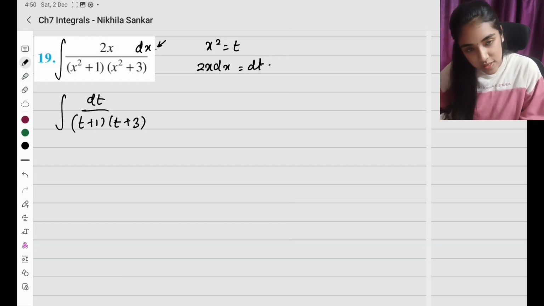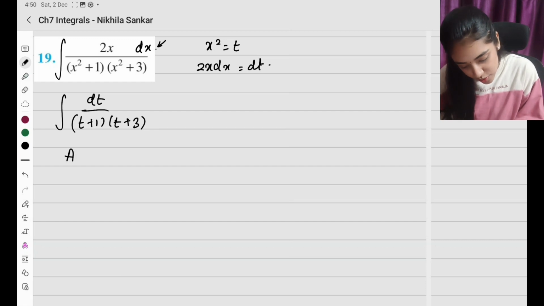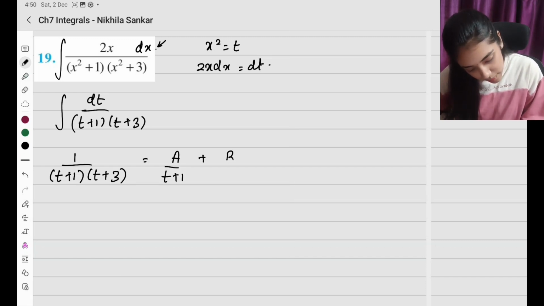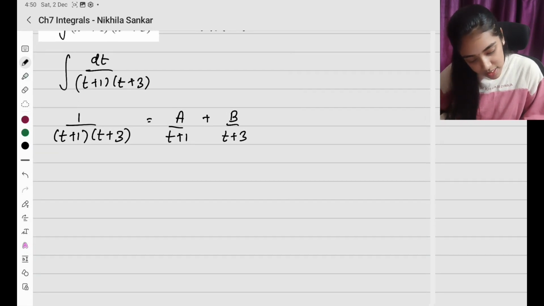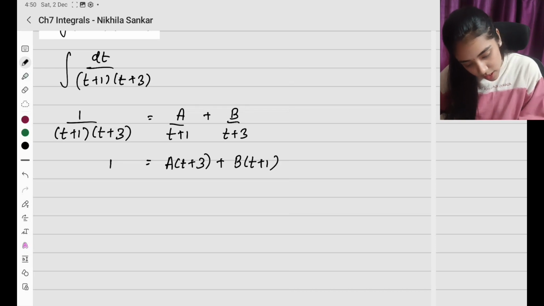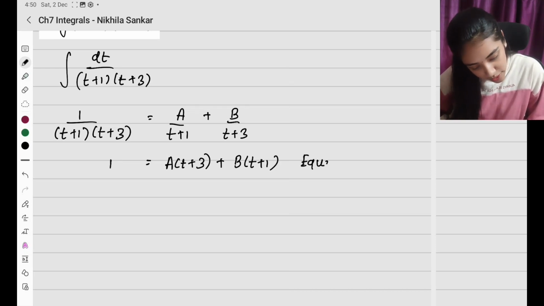So simple. So in that partial fraction, I have 1 divided by t plus 1, t plus 3 equals a divided by t plus 1 plus b divided by t plus 3. When I take the LCM, a times t plus 3 plus b times t plus 1 equals 1. I am equating the numerator.